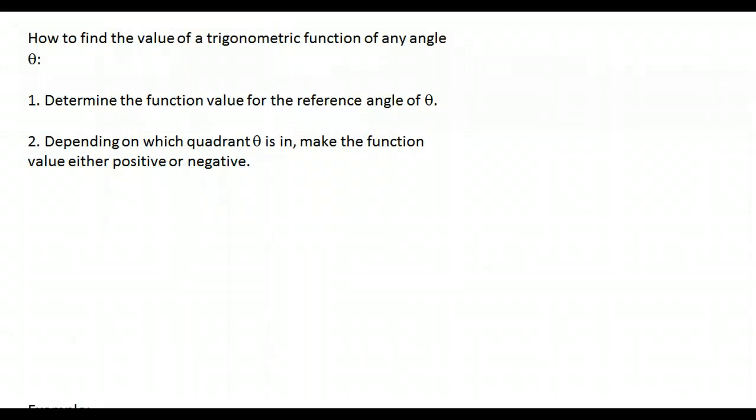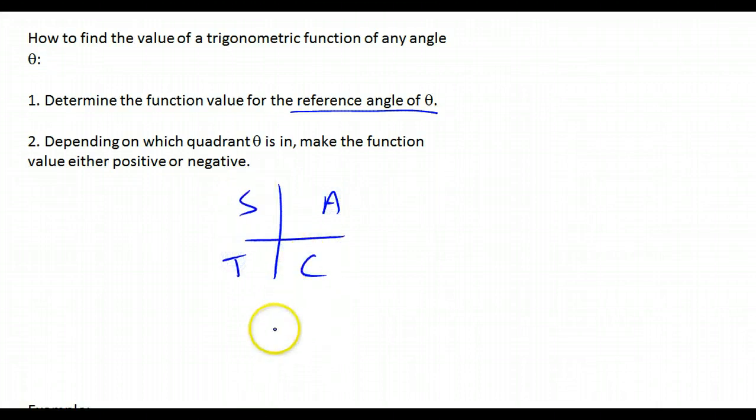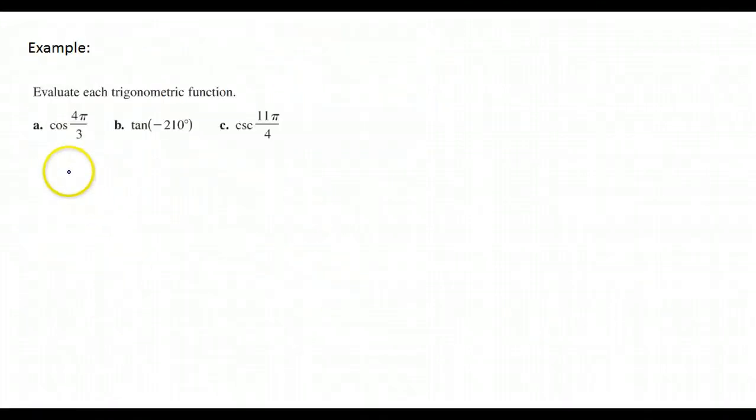So let's put all this together. How to find the value of a trig function of any angle theta. First of all, determine the function value for the reference angle of theta. And then, depending on which quadrant theta is in, you make that function value either positive or negative by remembering your All Students Take Calculus trick. Okay? So let's apply it to some problems here.